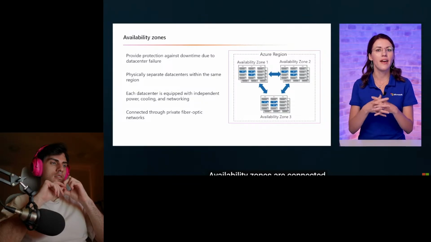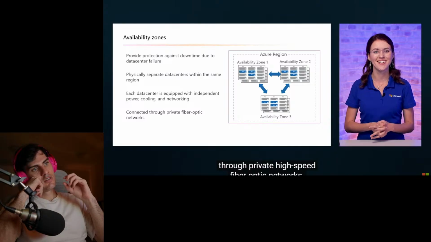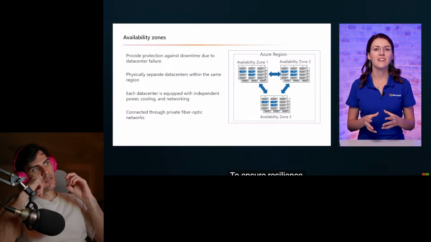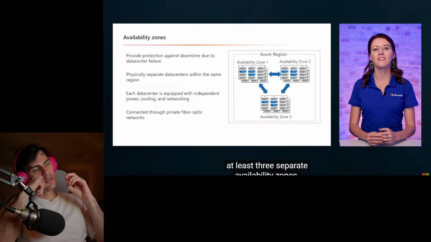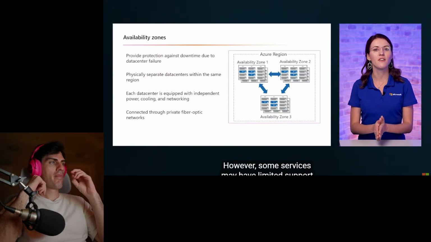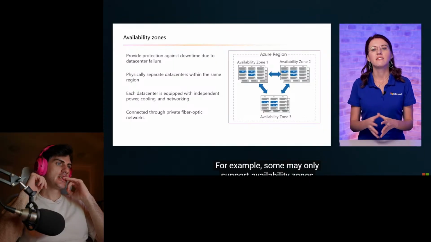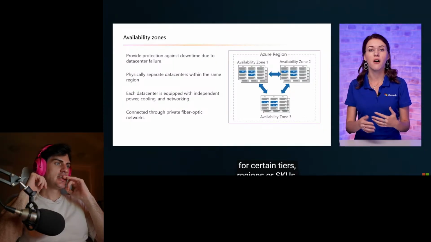Availability zones are connected through private high-speed fiber optic networks. To ensure resilience, each region supporting availability zones has at least 3 separate availability zones. However, some services may have limited support for availability zones. For example, some may only support availability zones for certain tiers, regions, or SKUs.